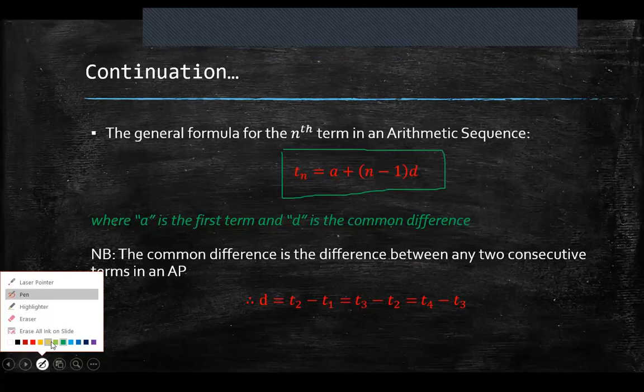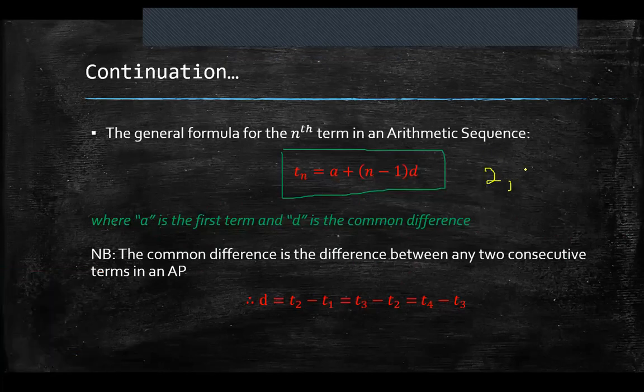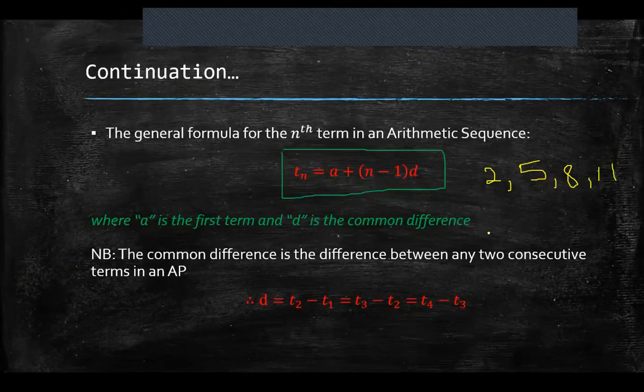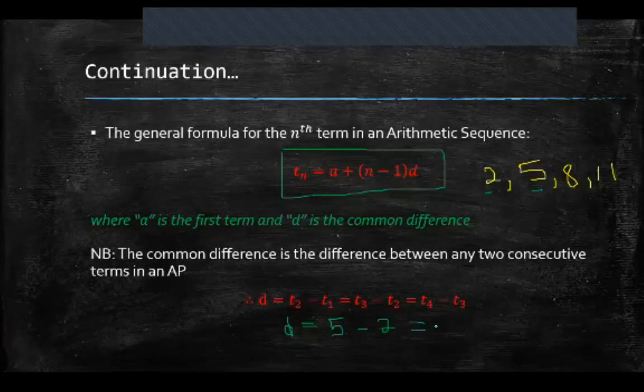And let me just show you with the same example from before. 2, 5, 8, 11. We said this is an arithmetic sequence. But let's say they did not tell me that the common difference is 3. I needed to find the common difference. So what would you do? Well, you could say the second term minus the first term. So the second term is 5, first term is 2. Therefore, my common difference is equal to 5 minus 2, which would give me 3.